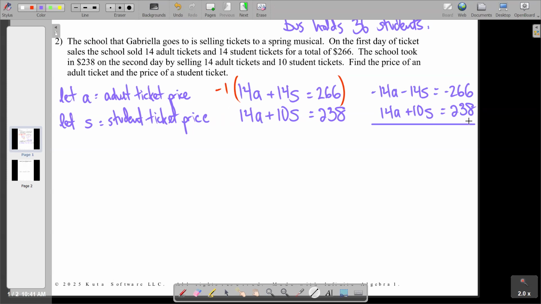When I add my A's together, what do I get? Nothing, right? They eliminated. How many S's do I get? Yeah, and this can be scary. Sometimes someone who thinks a lot might say, oh, I must have done something wrong because there's no way that a ticket can cost like a negative amount of money. But then just be patient and wait for the right side to bail us out. What's negative 266 plus 238? Negative 32. No.